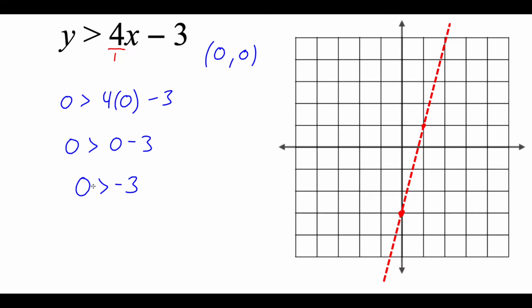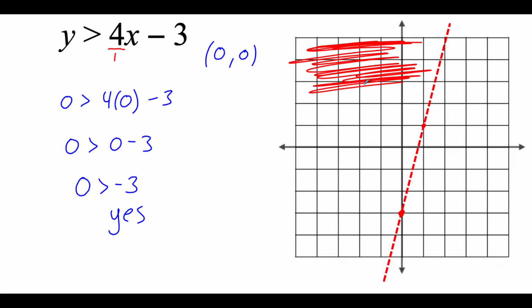And we want to decide, is this true? Is 0 bigger than negative 3? And the answer is, yes, it is. So we tested out the point 0, 0, and it worked in our inequality. So step number 4 said if that point works, then we want to shade on the same half as that point. So because 0, 0 worked, then we want to shade on the same side as the point 0, 0.